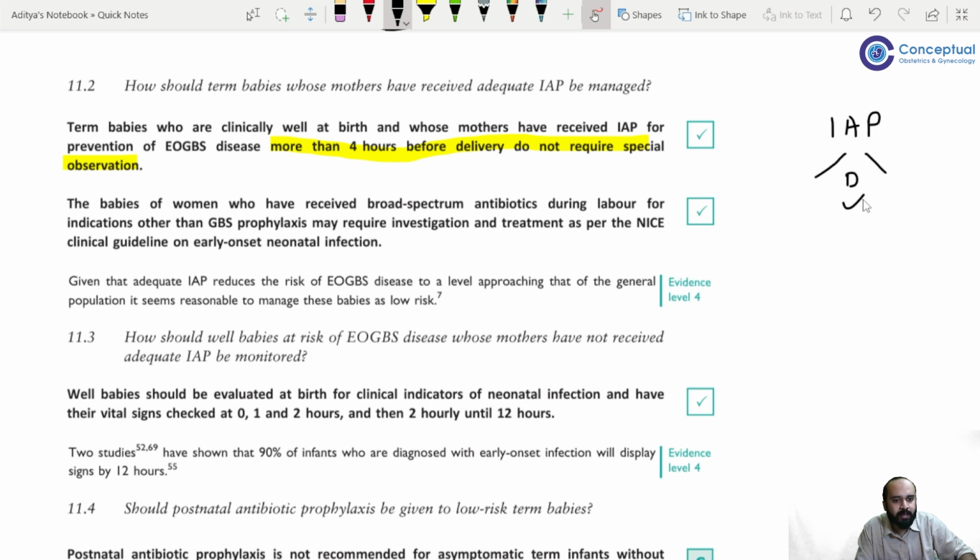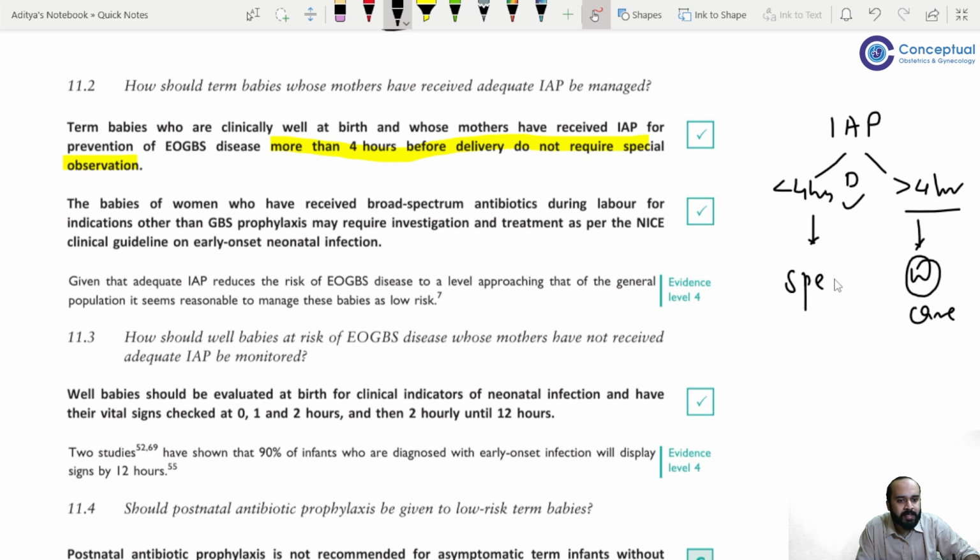The delivery has occurred within 4 hours of antibiotics or after 4 hours. If it is after 4 hours, then nothing needs to be done, just give normal care. But if it has occurred before 4 hours, or within 4 hours of giving antibiotics, then special care has to be taken.